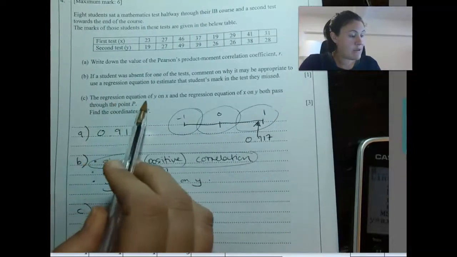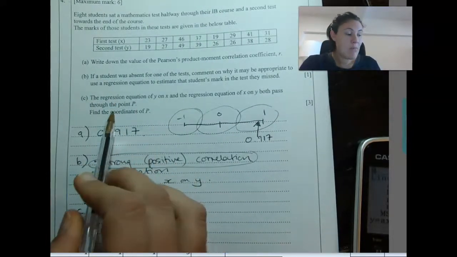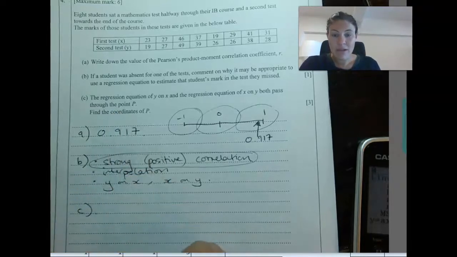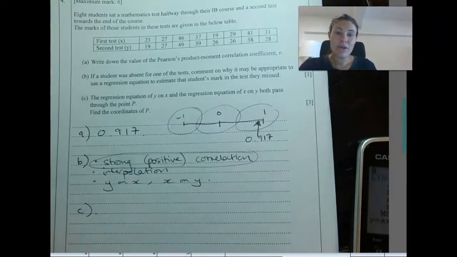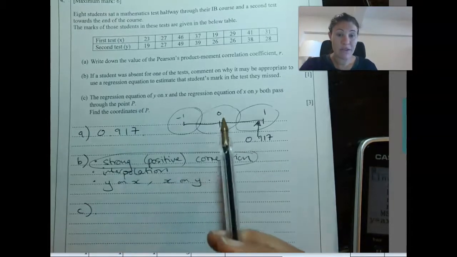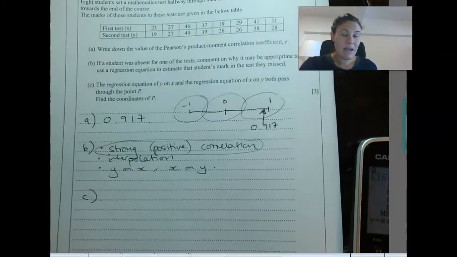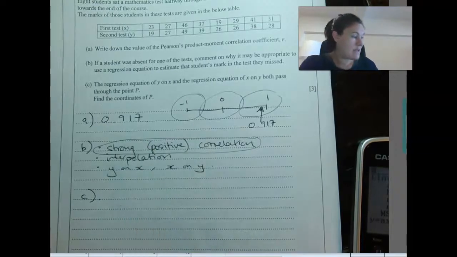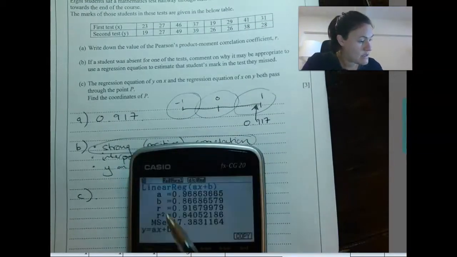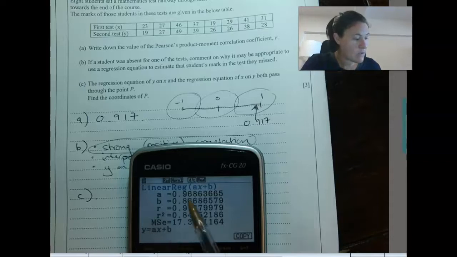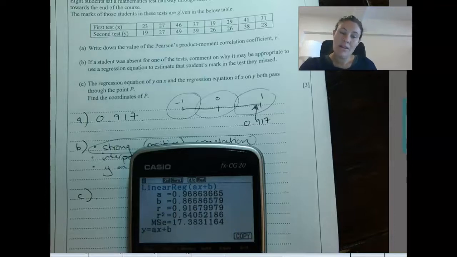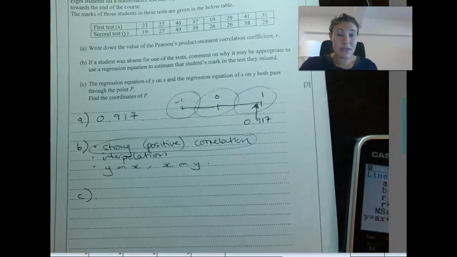Okay, thirdly, the regression equation of Y on X and the regression equation of X on Y both pass through the point P. Find the coordinates. Here, there is no need to find both equations. It is possible to do it that way, but it gets a bit tricky because for Y on X, you'll get an equation. So here, Y on X, for example, I will have Y equals 0.96, this whole number X plus B, that will be one equation. I then have to get the other one by switching the lists over and remembering that the other one will be written as X equals AY plus B when I write it down, then finding the intersection.